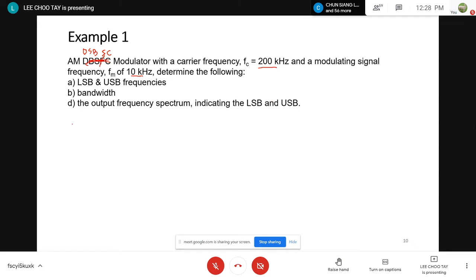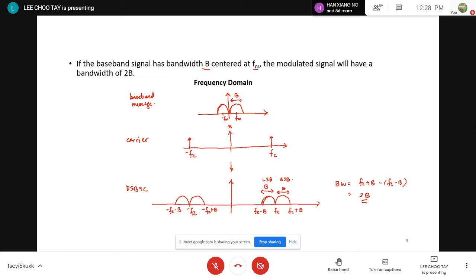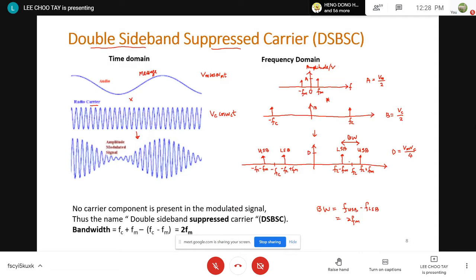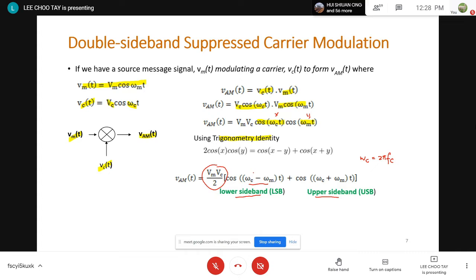Okay, so now let's calculate the lower sideband. The lower sideband frequency, F subscript LSB, is equal to FC minus FM, right? From here. The lower sideband frequency is FC minus FM. The upper sideband frequency is FC plus FM. So we'll calculate based on this. And where do I get this from? From this equation.